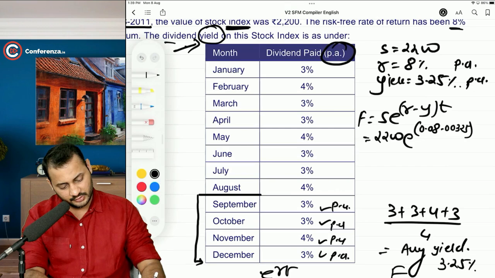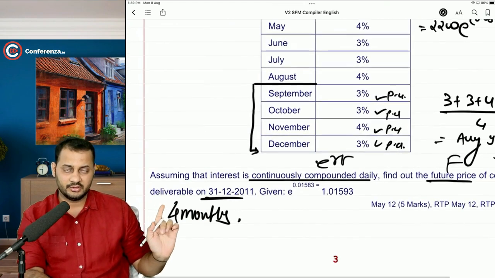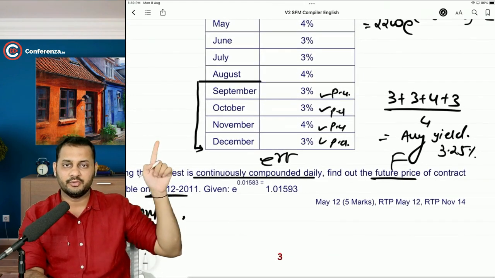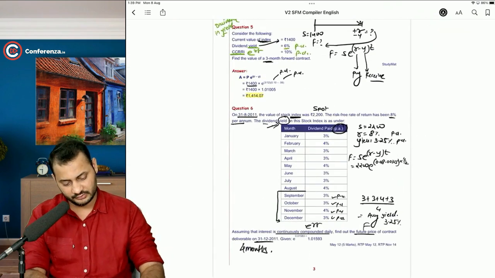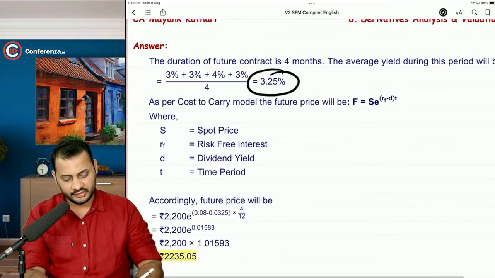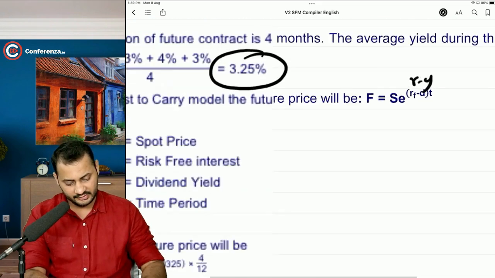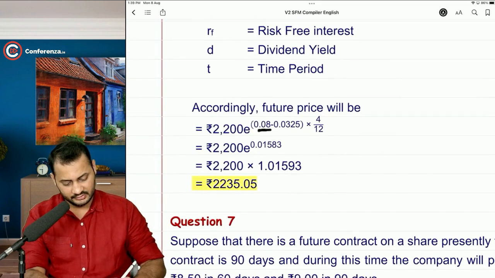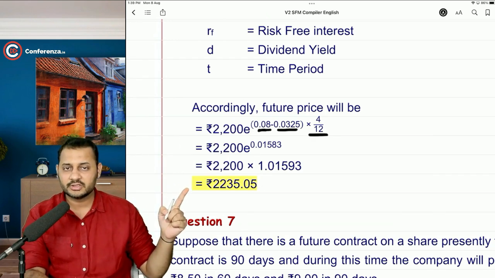Now into time 4 by 12, because you have to calculate the forward contract's rate for 4 months. So you are going to take all the calculation for 4 months. Understood the logic of this? Have a look. Average dividend yield 3.25%. This is nothing but R minus Y. See, R 8%, Y 3.25% yield into 4 by 12. Simple. Rest of the calculation is yours.